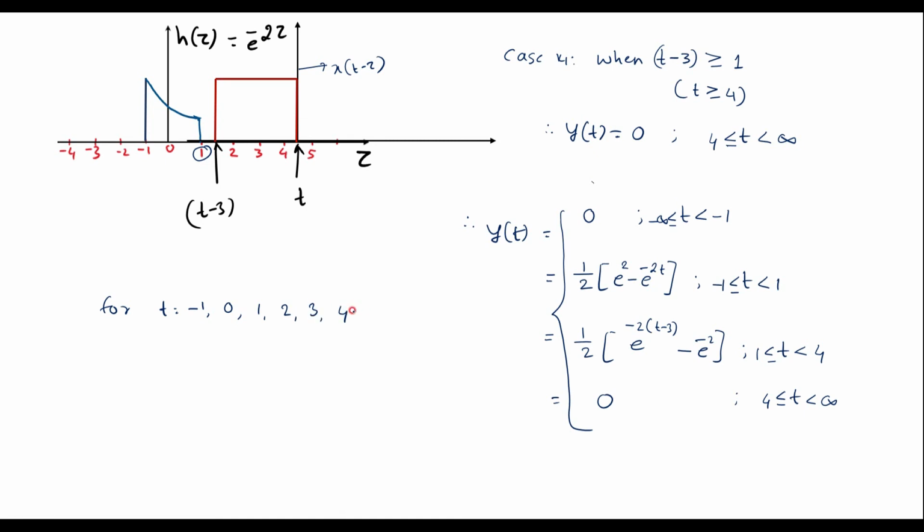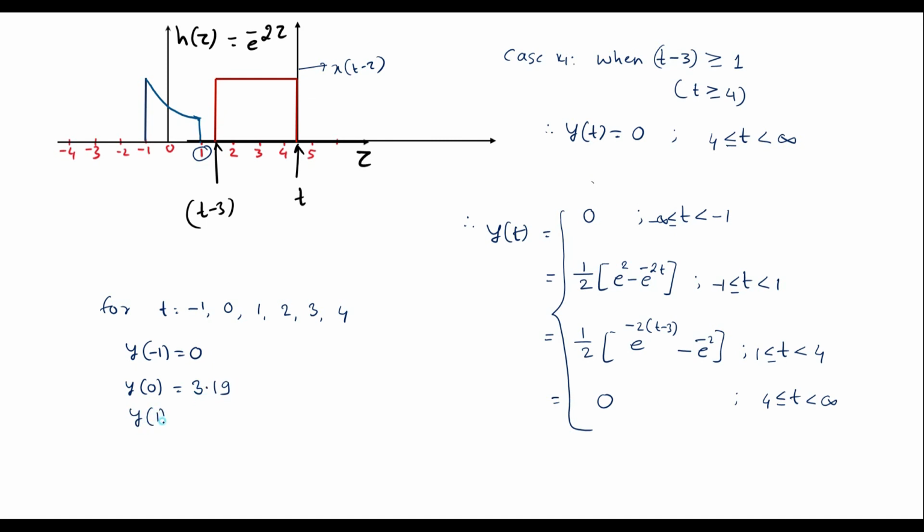So now we'll try to find y of t value for t equal to minus 1, 0, 1, 2, 3 and 4. So for t equal to minus 1, its value is 0. That is y of minus 1 is equal to 0. So y of 0 is equal to, that is, now 0 will fall in between for this condition, that is t equal to 0. So if we substitute t equal to 0 and simplify, we'll get y of 0 equal to 3.19.